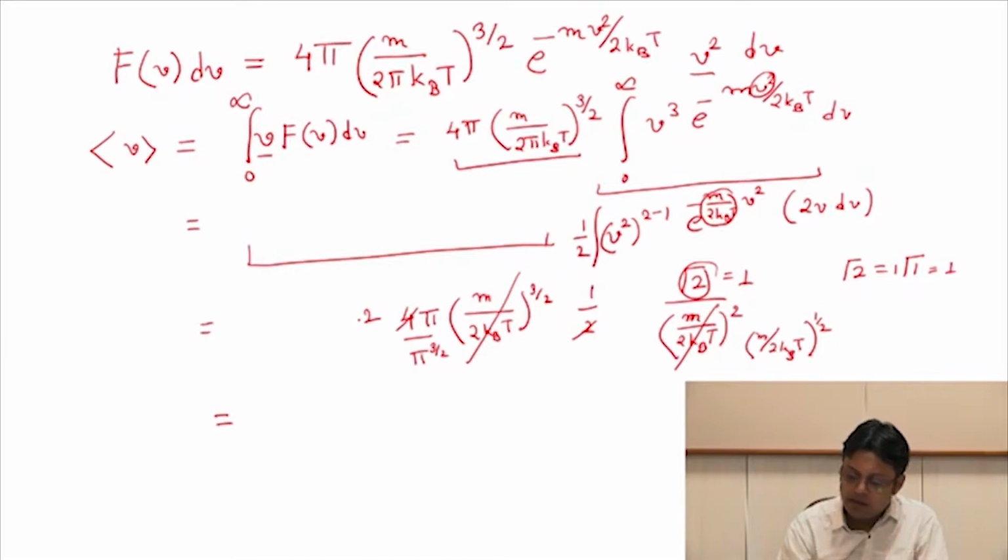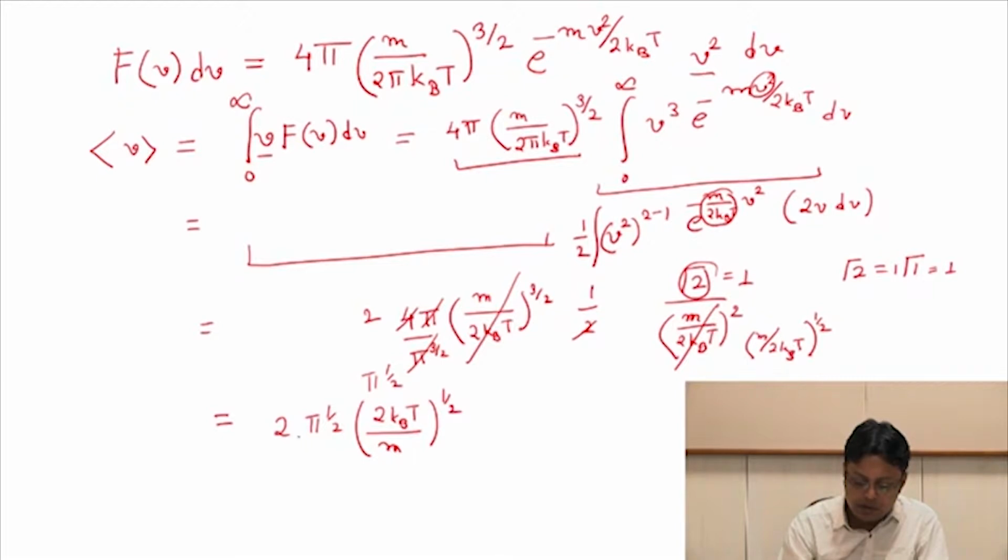I'll have 2 here, and let us just see here, I'll have 1 over π to the power 3/2 here, and this is π, so this will cancel, giving rise to 1 over π to the power half. So at the end of the day, what we are getting is 2 times 1 over π to the power half, times twice k_B T by m raised to the half.